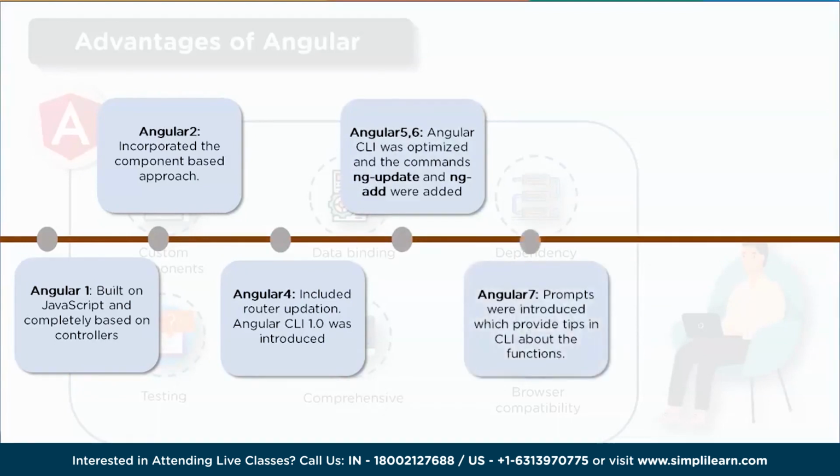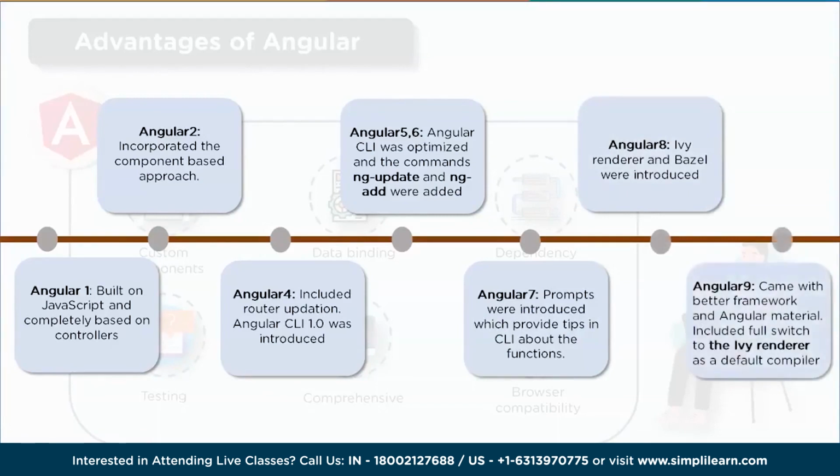In the Angular 7 release, prompts were introduced which provided tips in the CLI about the functions being used. In Angular 8, Ivy renderer and Bazel were introduced. And finally, the most recent release was Angular 9. Now this came with a better framework and Angular Material. This completely switched to the Ivy renderer as the default compiler.